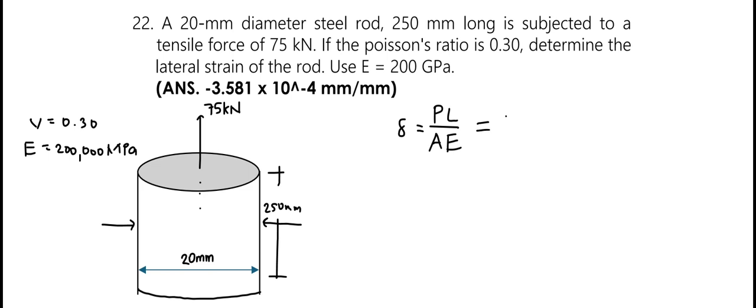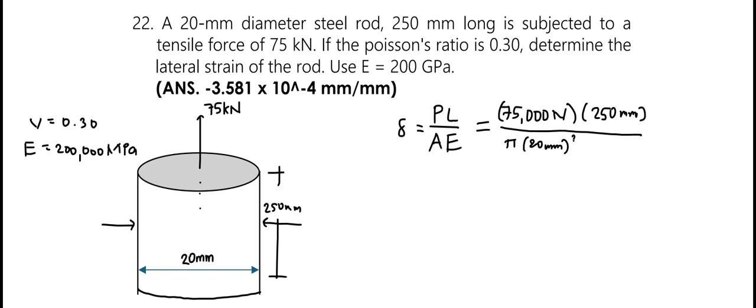Substitute the known values. We have P equal to 75 kilonewtons, or 75,000 newtons, times the length of 250 millimeters, divided by the area, equal to pi times the diameter squared divided by 4, times the modulus of elasticity, that is equal to 200,000 megapascals, or Newton per millimeter squared.